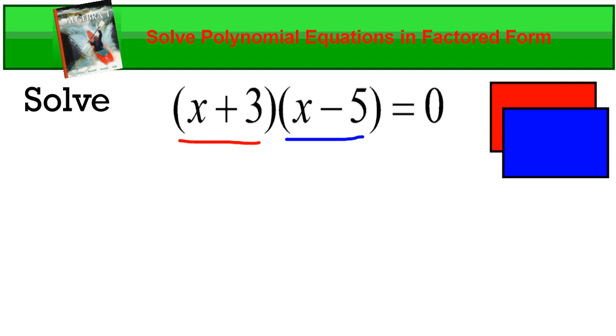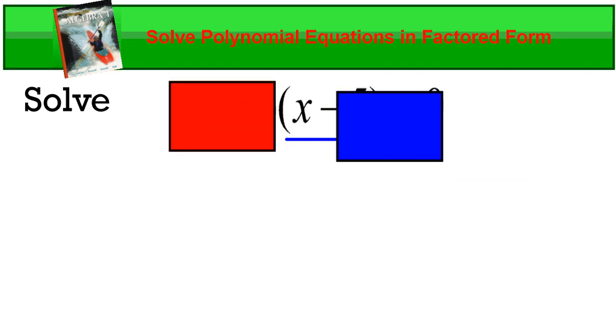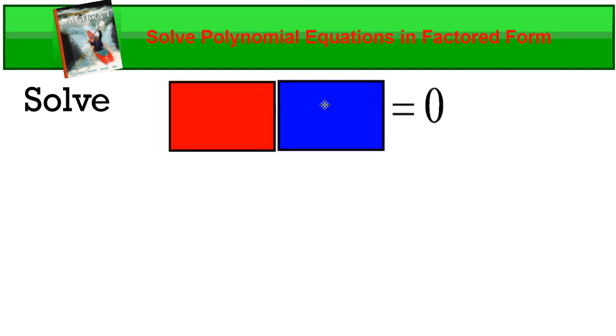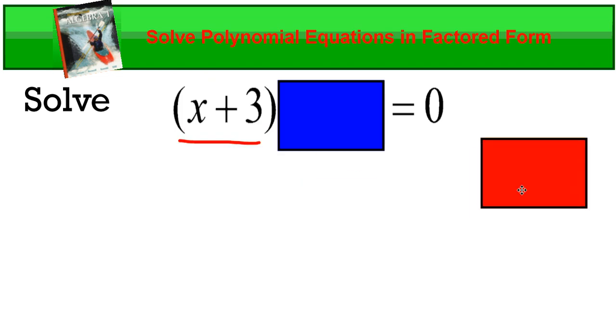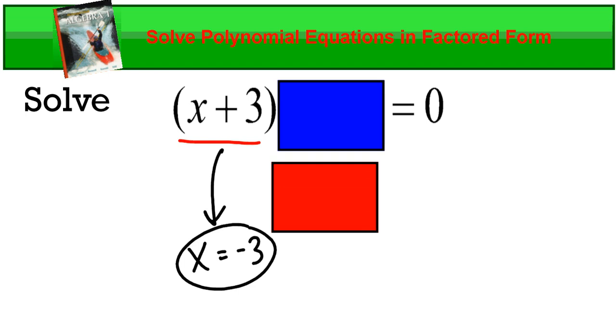So let's say I have x plus 3 times x minus 5 equals 0. I essentially have red thing times blue thing equals 0. I know one of those things has to be 0. Let's look at what the red thing is. The red thing is x plus 3. If that was the thing that was equal to 0, what would x have to be? Well, x would have to be equal to a negative 3. But maybe it's not the red thing that's equal to 0, so let's not worry about it.